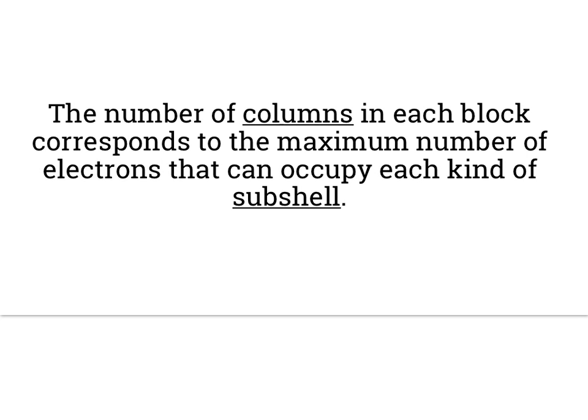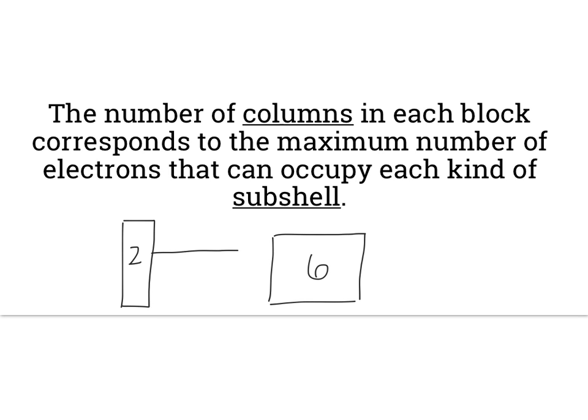The number of columns in each block corresponds to the maximum number of electrons that can occupy each kind of subshell. So the s block has 2 columns. As a reminder, those first 2 are s. Our second big chunk is p, and p has 6 columns. The middle d has 10 columns. And f has 14. And that refers to the fact that we have one s orbital with 2 electrons.